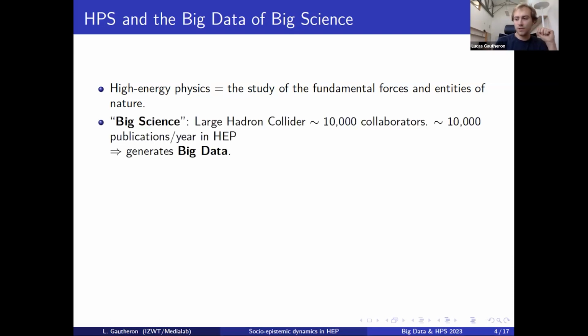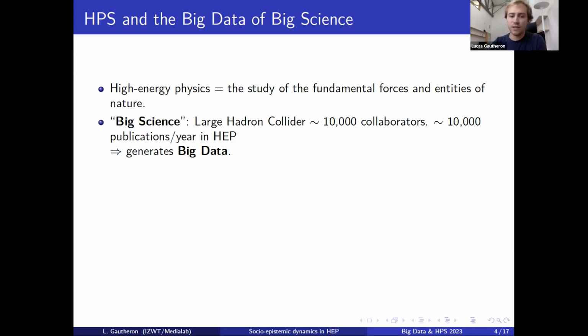But to do so requires large-scale experiments, such as the Large Hadron Collider at CERN, which involves about 10,000 collaborators. Theoretical work in high-energy physics is significant in scale as well, totaling about 10,000 papers each year on arXiv. So high-energy physics is really the realm of big science, and as a result, the scientific activity in the field produces large amounts of data for historians and philosophers to analyze.